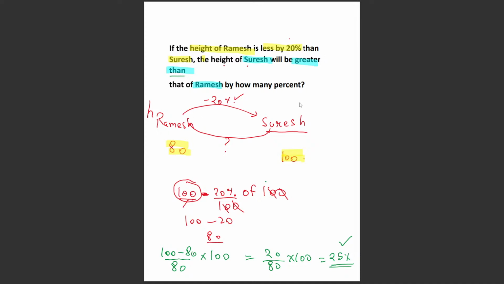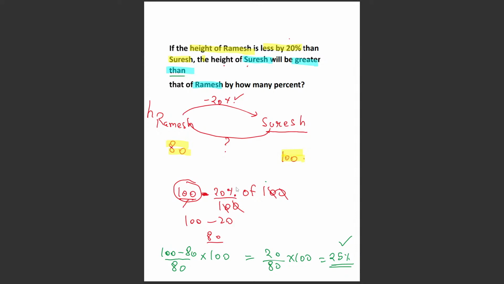So we discussed Ramesh and Suresh, and now Suresh is having 100. We assumed that Suresh has a height of 100, and now the question says that it is 20% lesser. 20% lesser means what? 100 was the height, and then we reduced it, and it became 80. How? Here is the formula, not exactly the formula. We understood this part. From 100, we have to subtract 20%.